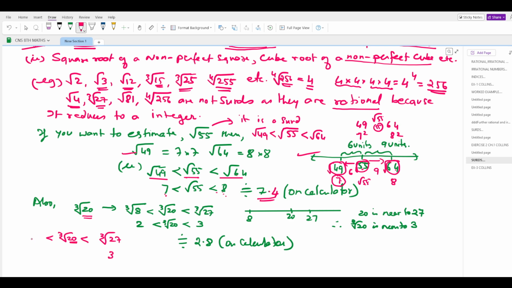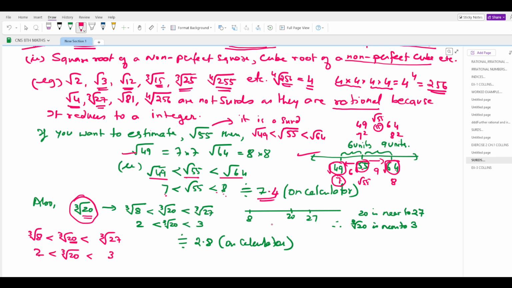So 8 is a perfect cube. So I can write here cube root of 8. Is that clear? And how much is cube root of 8? It is 2. So between 2 and 3, you will see that cube root of 20 lies between 2 and 3. Okay. Now this is what you want to estimate. So one thing is clear, it is between 2 and 3.